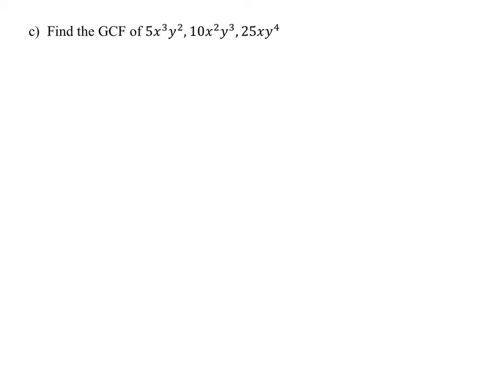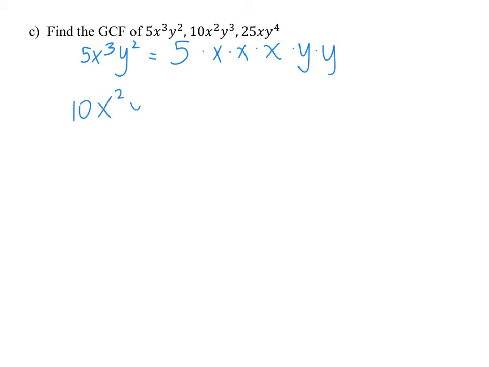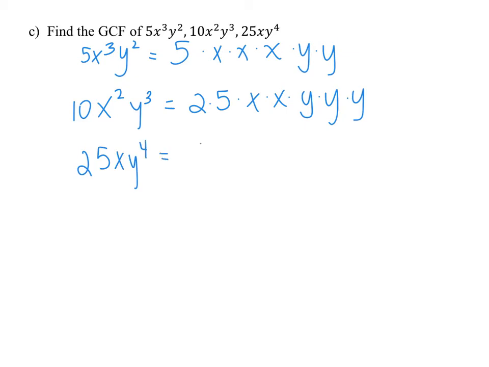Okay, so looking at another example, now we have 3, so I want to see what all 3 have in common. So I'll just write these down. Okay, so you have 5x cubed, y squared. This one's easy, 5's already prime, so we have 3 x's, 2 y's. 10x squared, y cubed is 2 times 5, right? Then we have 2 x's, 3 y's. The last one, 25x, y to the 4th. 5 times 5 is 25. Then we have x and 4 y's.